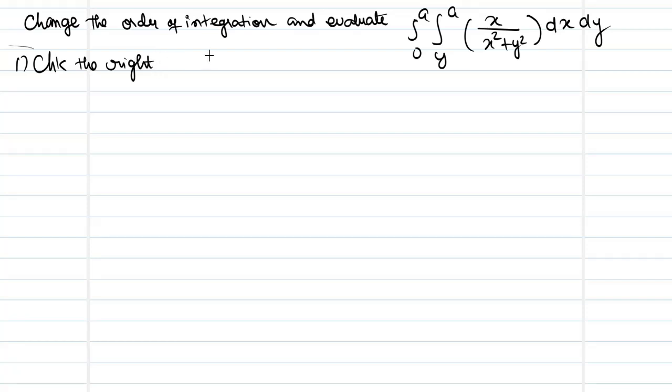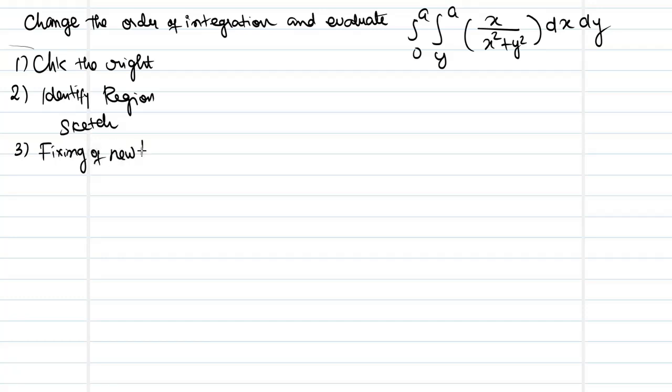If that is right, we can proceed as such. If not, then you will have to change the direction of it and restate the problem. The second one is to identify the region and sketch it. So sketching the region is the second point. The third one is the fixing of new limits with respect to the changed direction, and fourth, we evaluate the problem in the given order. So this is how the process goes.